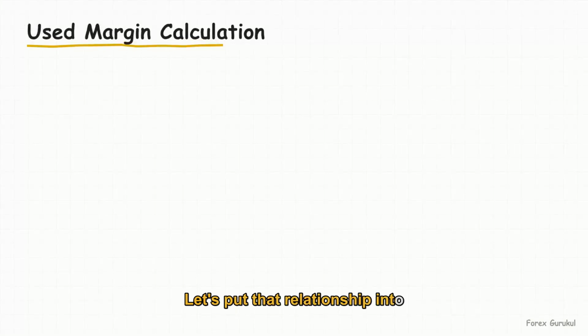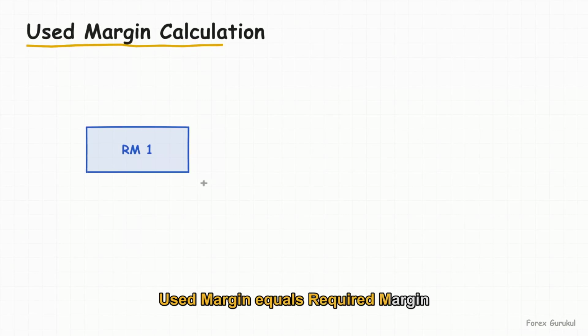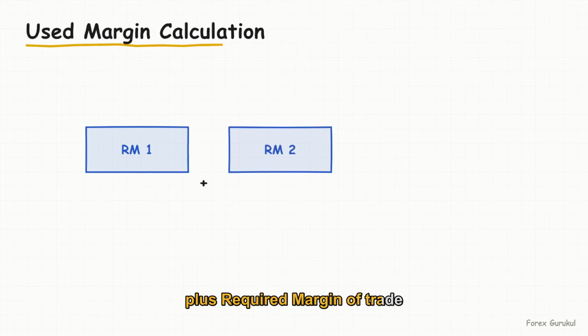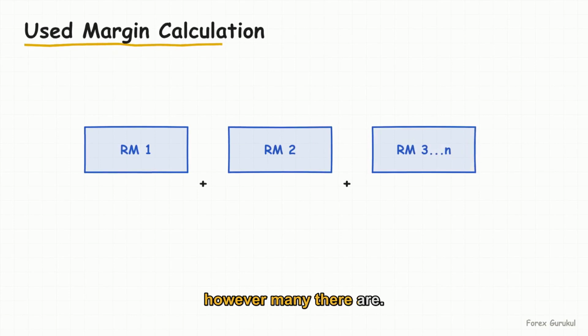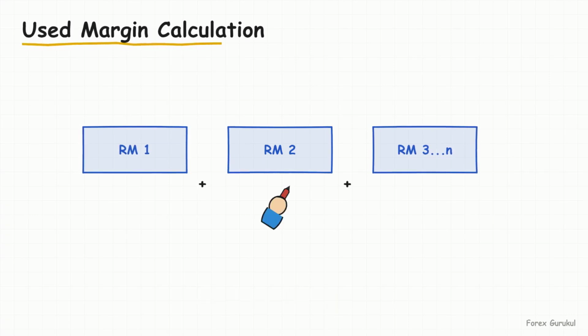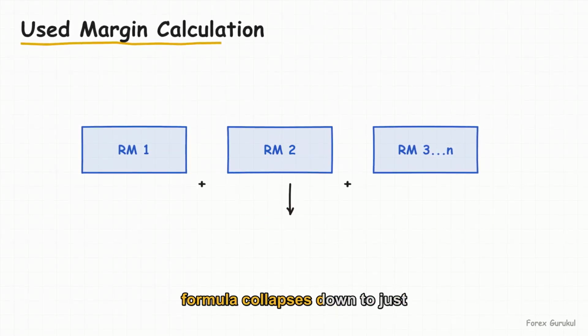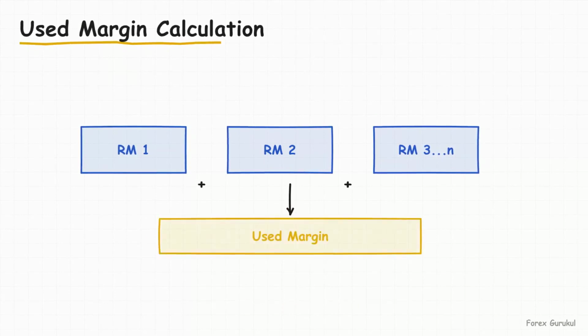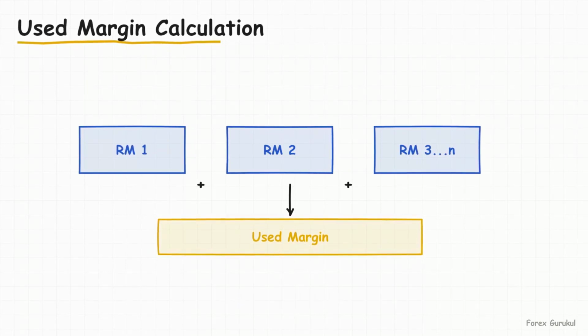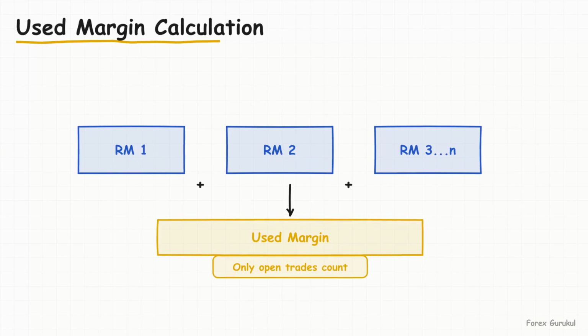Let's put that relationship into a formula you can actually use, not just a feeling. Used margin equals required margin of trade 1 plus required margin of trade 2 plus every other required margin for every other trade still open, however many there are. 10 open trades means 10 numbers added together. 1 open trade means the formula collapses down to just that one number. It doesn't matter what pair each trade is on, what direction, what time frame. The formula doesn't ask any of that. It only asks, is this position still open? If yes, its required margin gets added to the pile.